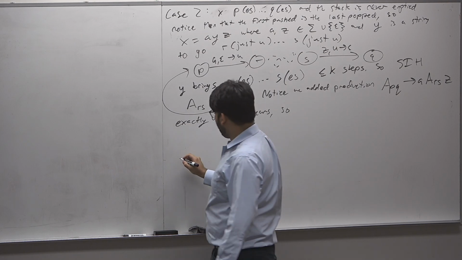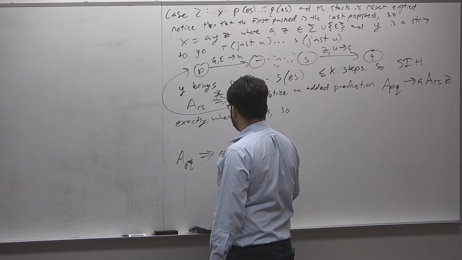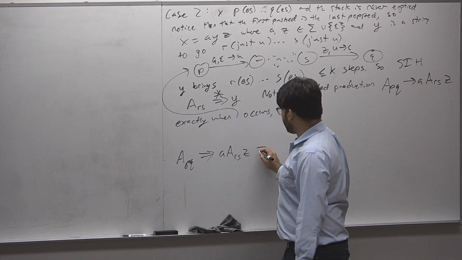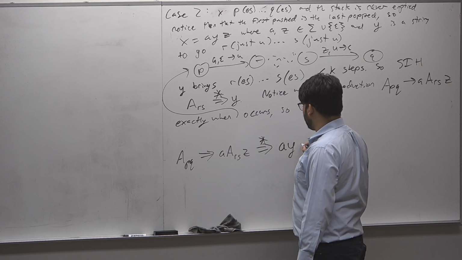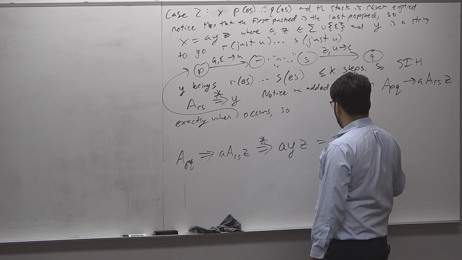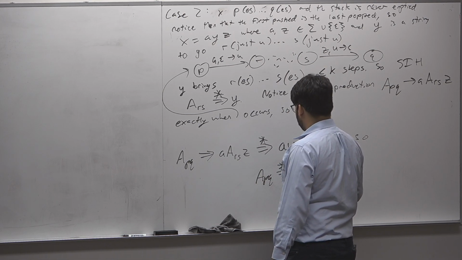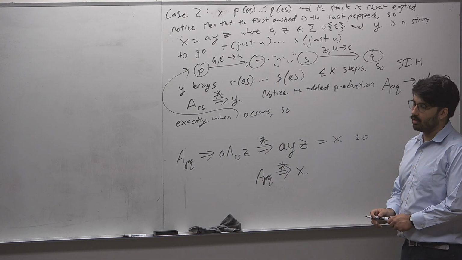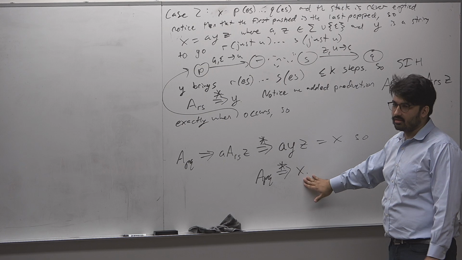So A_PQ produces in a single step A_RS Z, which produces in a sequence of steps some A Y Z, which is just equal to X. So A_PQ produces X. Case 2, done. We have proven that if X brings the PDA from state P with an empty stack to state Q with an empty stack, then A_PQ must produce X. We've proven it in both cases.